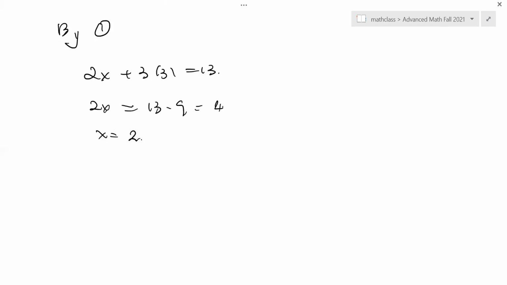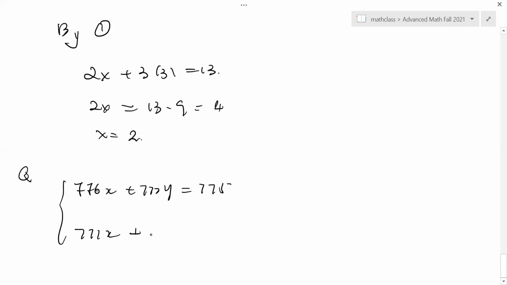All right, so the next problem is from Math Cards. 776x plus 77y equals 775, and 77x plus 778y equals 776. Please try this for yourself. I hope you can figure out how to do it.